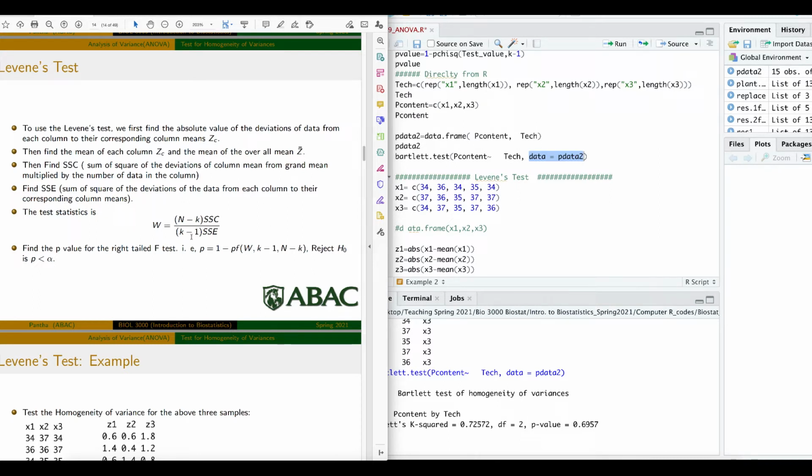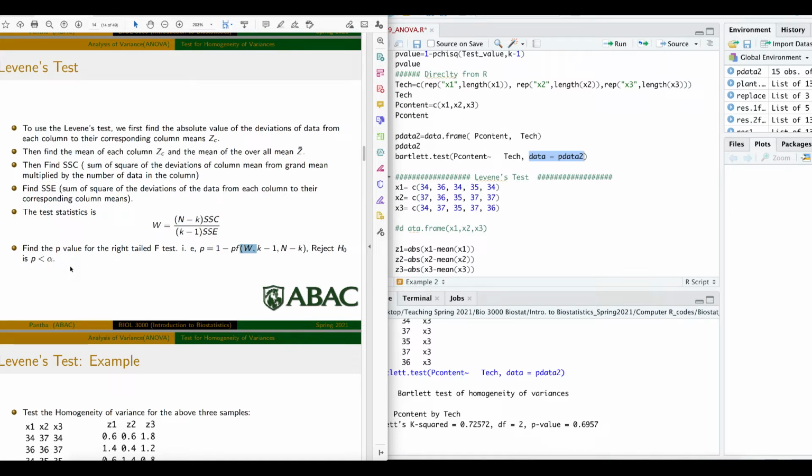And the test statistic is given by n minus k, where n is the total number of data points, k is the number of groups, and SSE is that thing we will discuss, over k minus 1, times SSC, which is given by this step. Okay, then find the p-value. How do I find the p-value? We will use the right tail F test again. Since it is right tail, we do 1 minus pf of w, the test value, with k minus 1 and n minus k as the degrees of freedom. And we reject H0 if p is less than alpha.